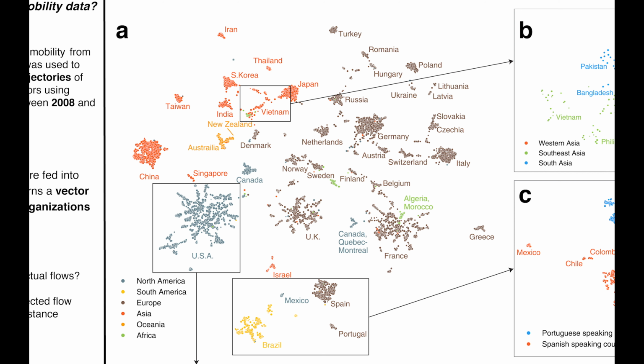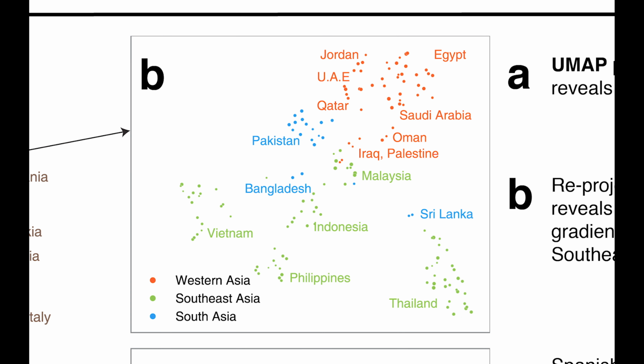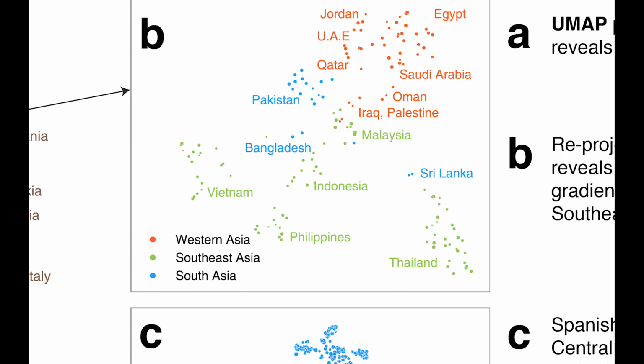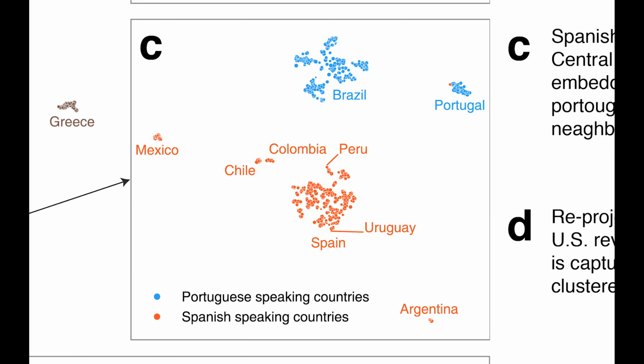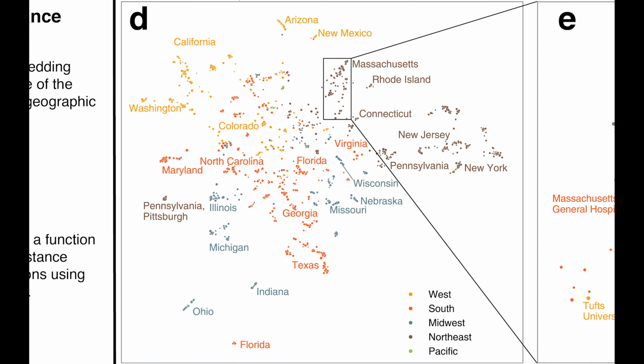We can also reproject a subset of organizations for individual countries. Panel B reveals a gradient encompassing geography and culture that stretches from Egypt to the Philippines. Doing the same for Central and South American countries reveals the importance of language. Portuguese-speaking Brazil is positioned near Portugal, whereas other Spanish-speaking countries are instead positioned near Spain. The embedding space also encodes structure at multiple scales.